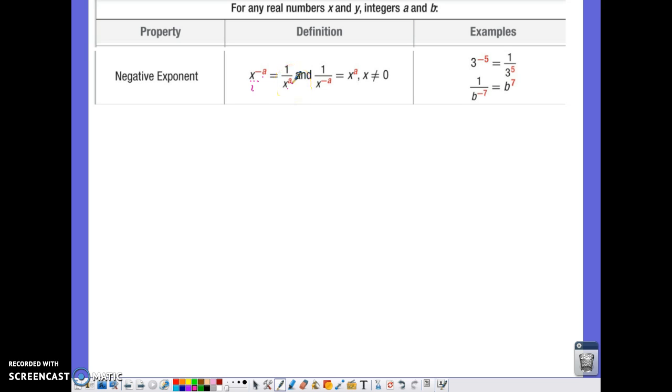As well, for 1 over x to the power negative a, the reciprocal will be just x over 1, which is simply x to the power a. Remember, we can never divide by 0, so x can never be 0. Example, 3 to the power negative 5 is equal to 1 over 3 to the power 5. This is not a new rule. We learned it last year. Email me if you have any questions.